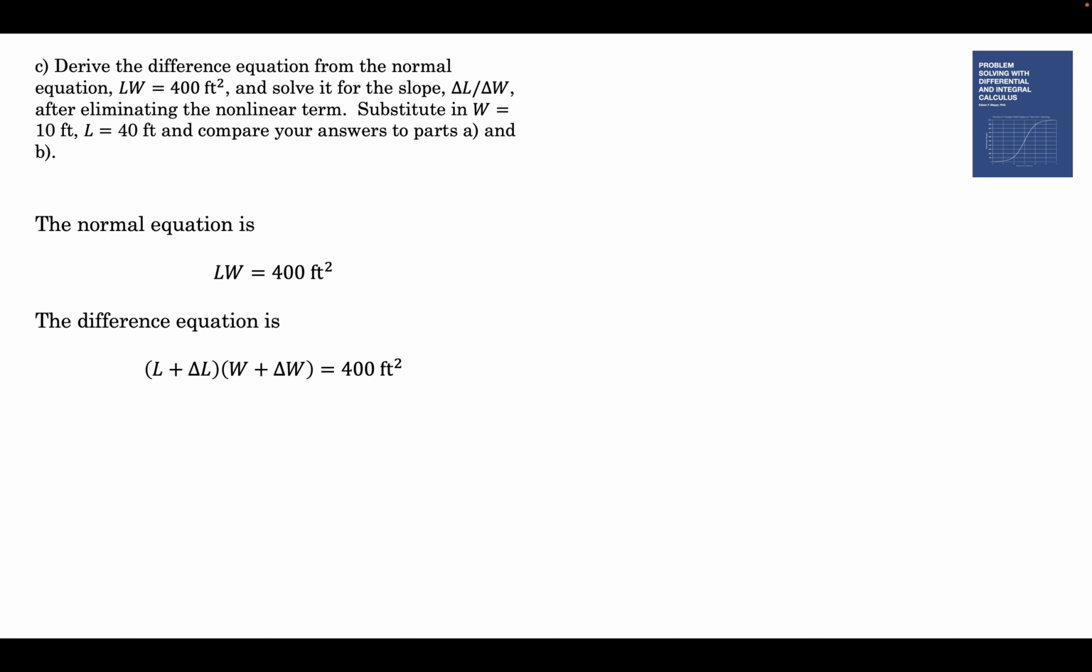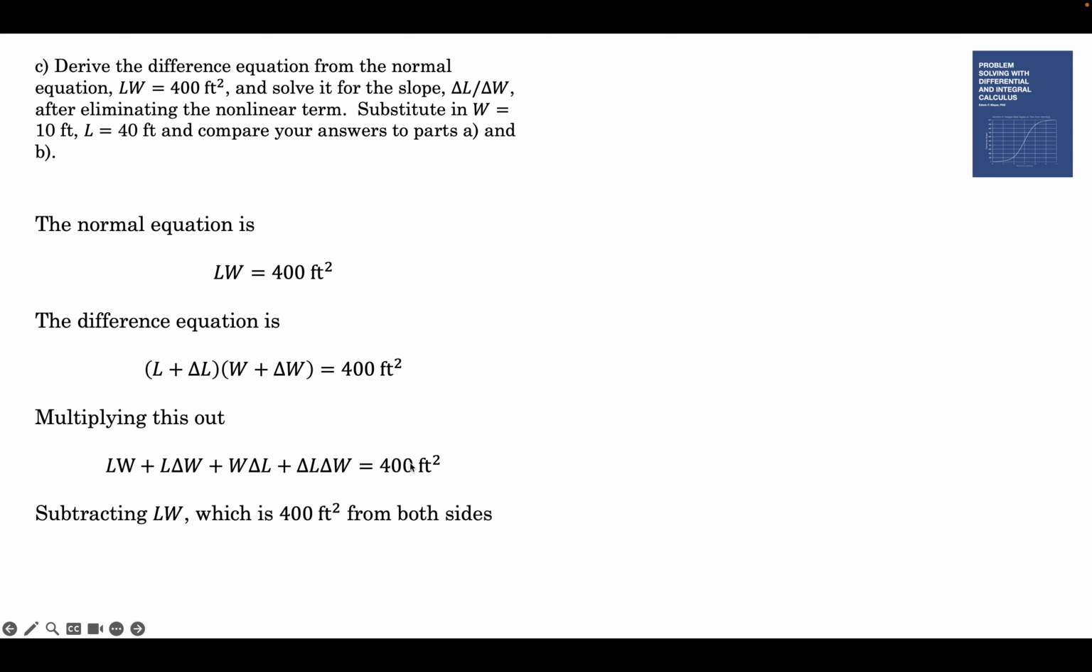and we're setting it at 400 square feet. It's a gallon of paint. That's what it will cover. So multiplying this out, we get this, and we know that LW is 400 square feet. So we can subtract that from both sides, and we get this. And this tells us that if W goes up, L has to go down, because we got a 0 here. If they're all positive or all negative, there's no way it's going to be 0. And it should make sense.